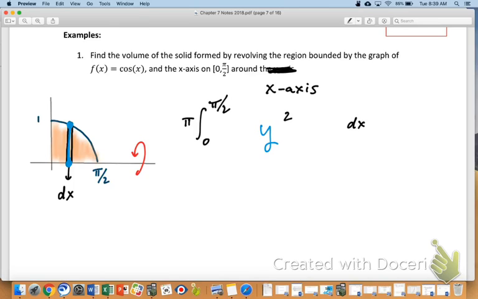Everything's got to be in terms of x because it's a dx thick representative element. What is the one thing I could put in place of the y that's in terms of x? Yeah, y equals cosine of x. So I could replace y with that. So it would be cosine of x, quantity squared dx for my integrand.